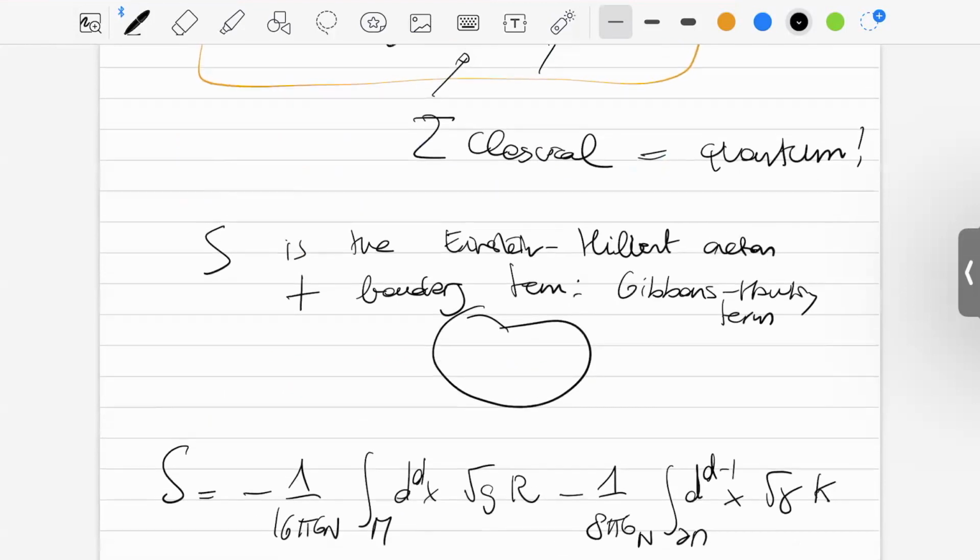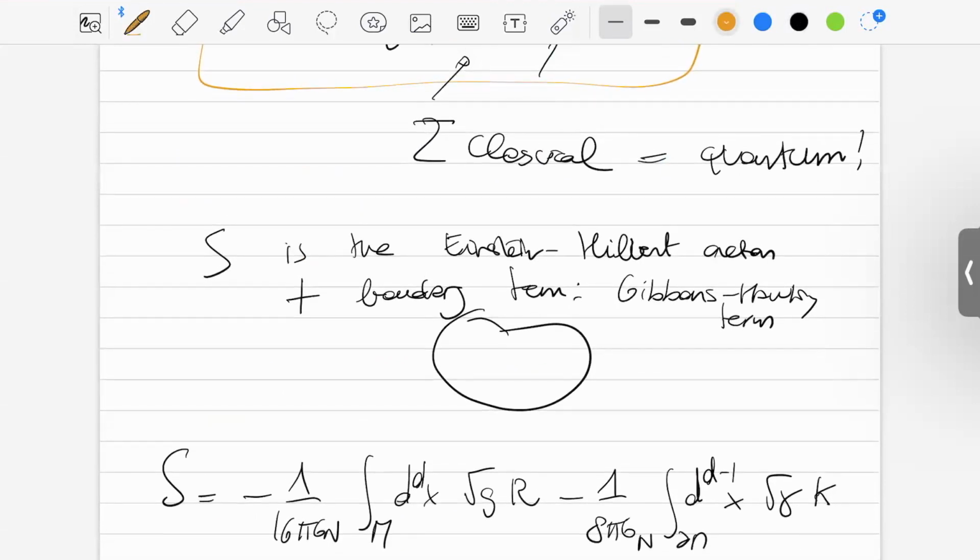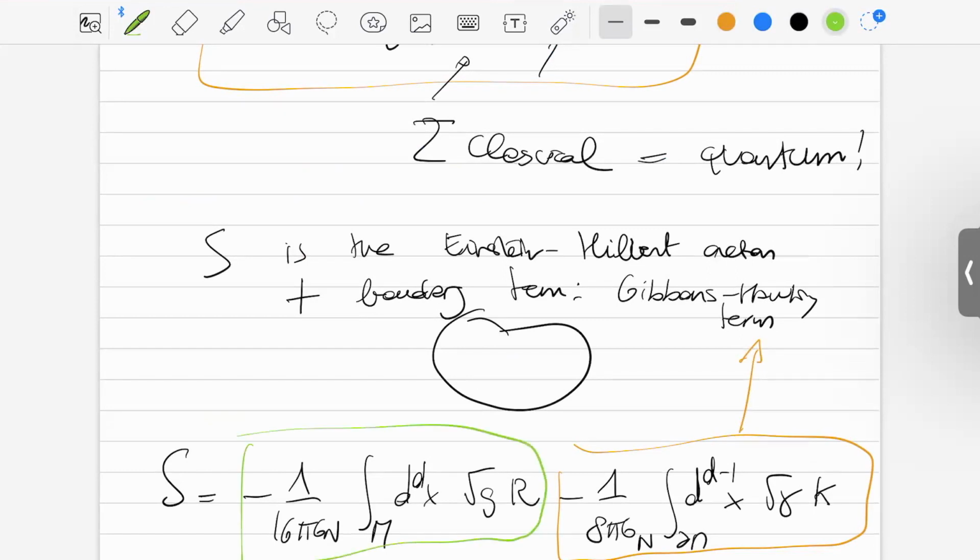So this additional term, which is the Gibbons-Hawking term, is there to guarantee a well-defined variational principle. Usually if you have a sphere, for example, then you don't have a boundary, so you don't need to put it. But in general, if you have a manifold with a boundary, then you have to insert that.